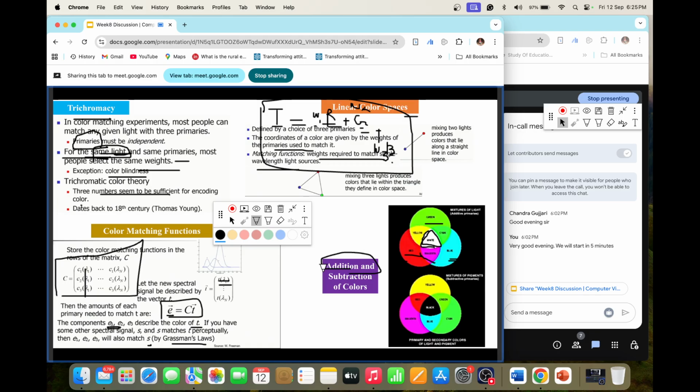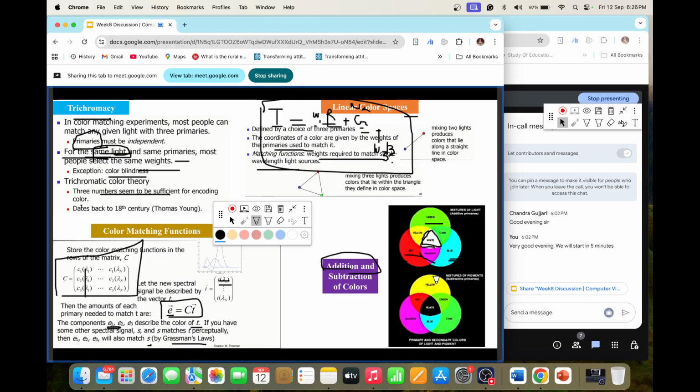Similarly, we have the subtraction property of color. Whenever we are talking about the subtraction property, the combination of colors like red and green gives us yellow, so we will take yellow as our main circle. Similarly, red and blue gives magenta, so magenta is our main circle. Similarly, cyan from green and blue, so cyan is our main circle. So for the subtraction property, our main circles are yellow, magenta and cyan.